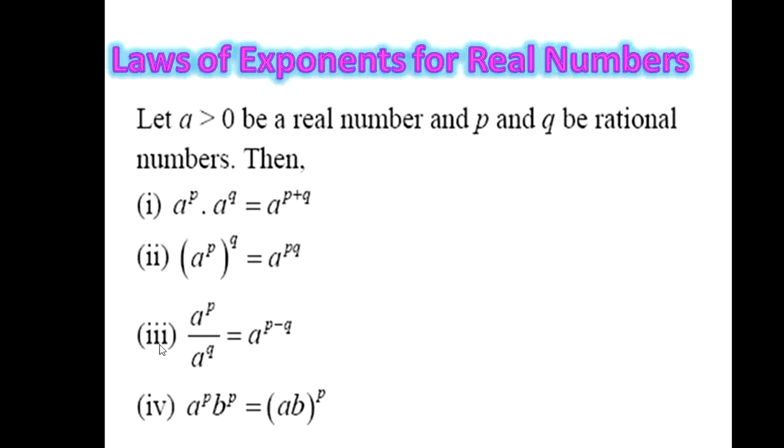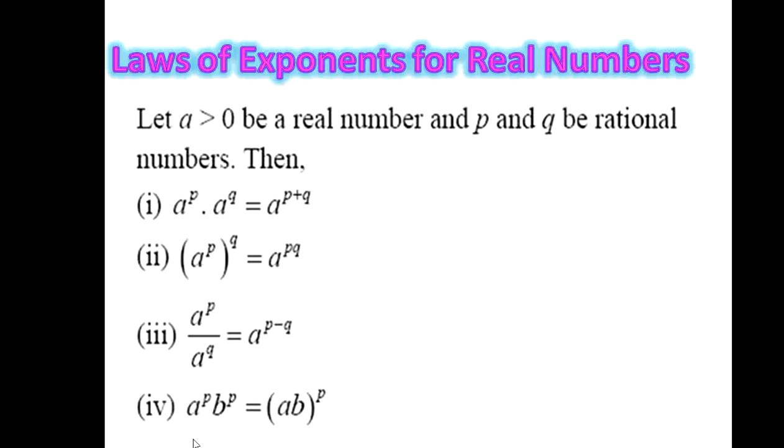Okay. Then third one, a to the power of p divided by a to the power of q. Okay, so this is in the denominator, so this can be taken as minus power. So a to the power of p minus q.